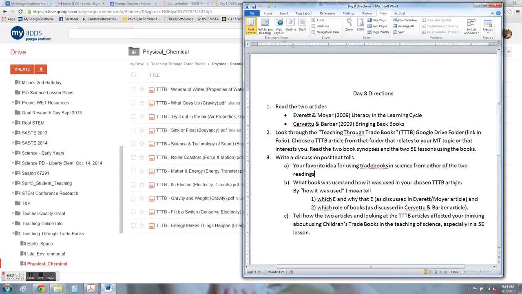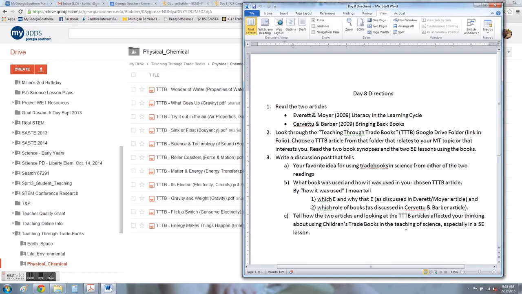And by how it was used, I mean tell me which E and why that E, and which role of books, as discussed in the Saunders-Stewart and Barber article. And then finally, as a kind of self-reflection, I'd like for you to tell how the two articles and looking at the Teaching Through Trade Books articles affected your thinking about using children's trade books in the teaching of science, especially in a 5E lesson.